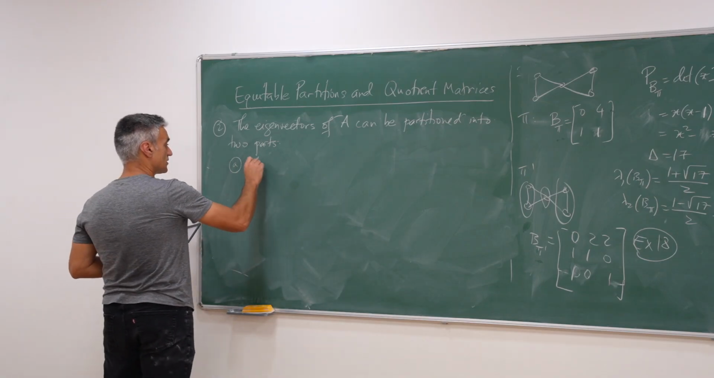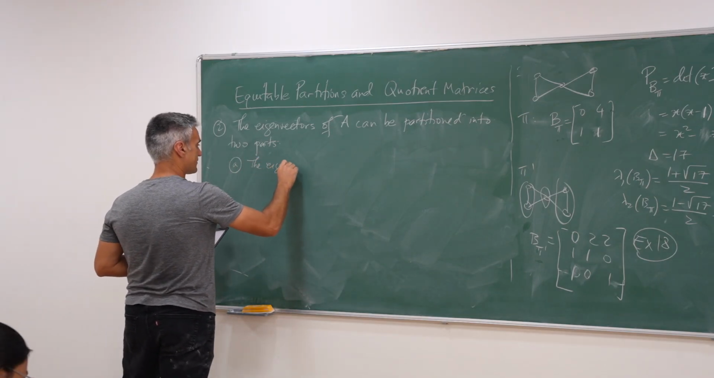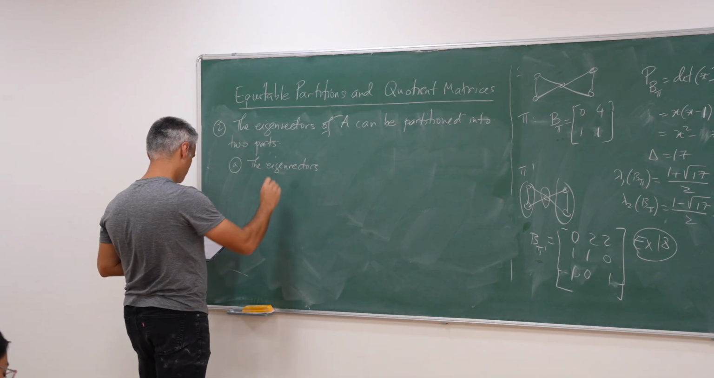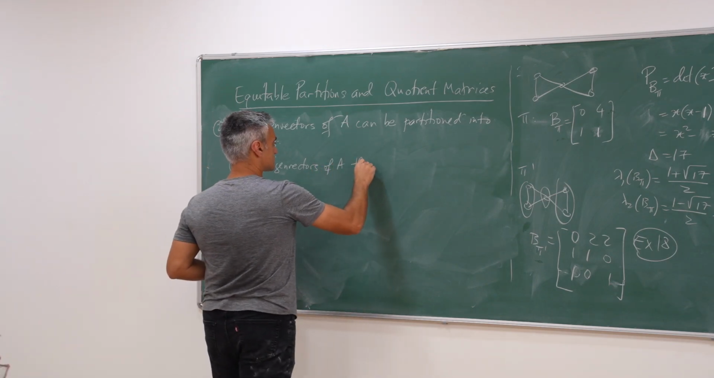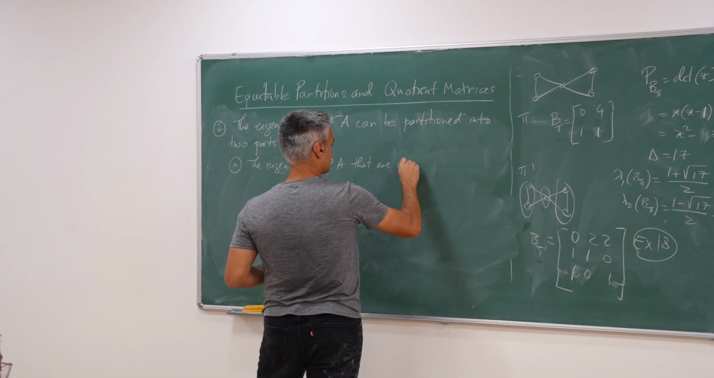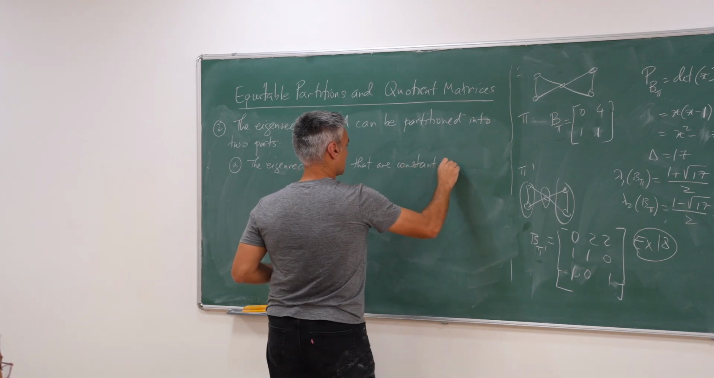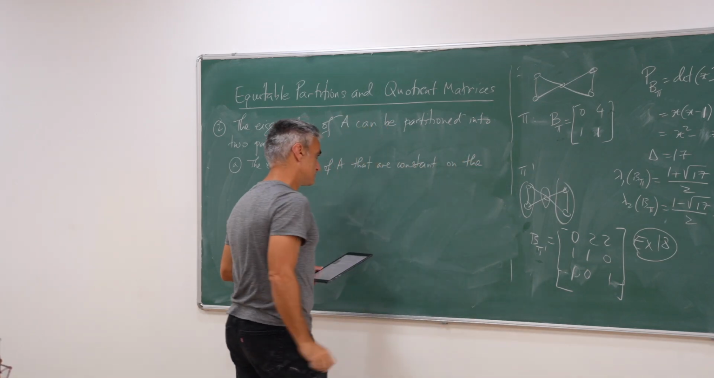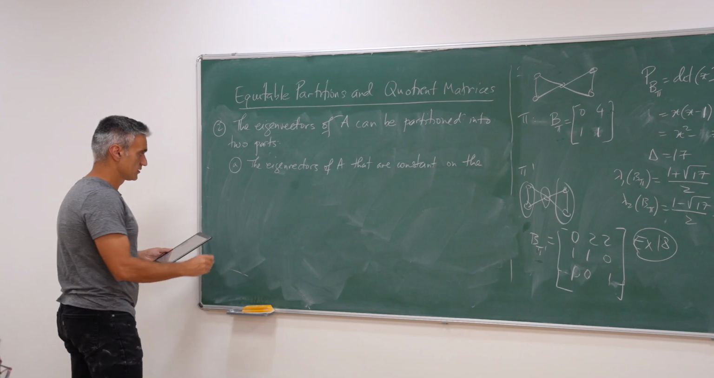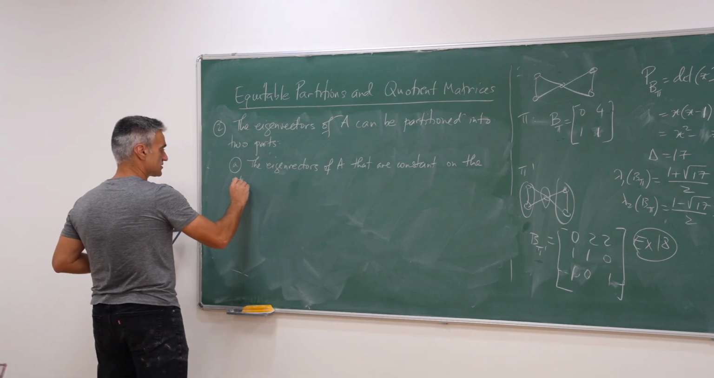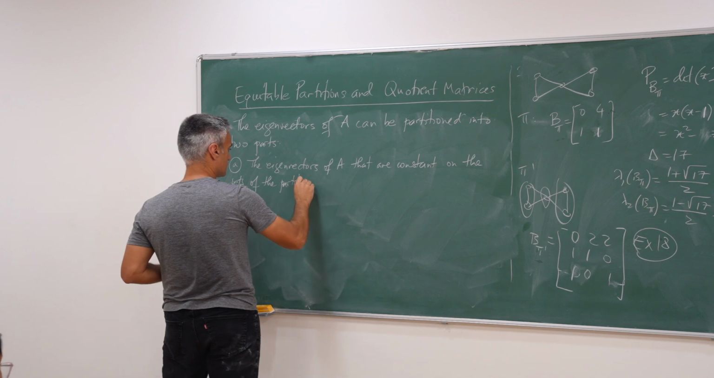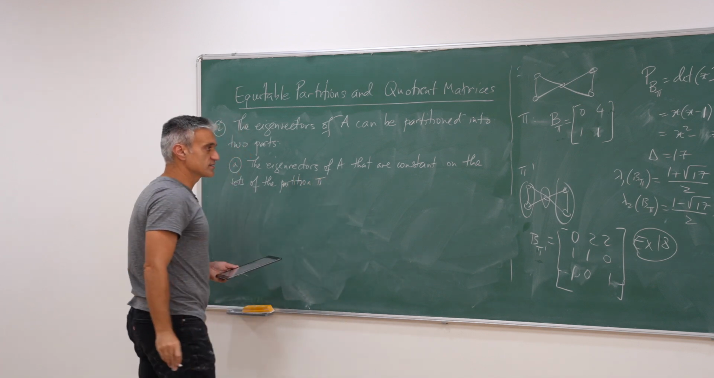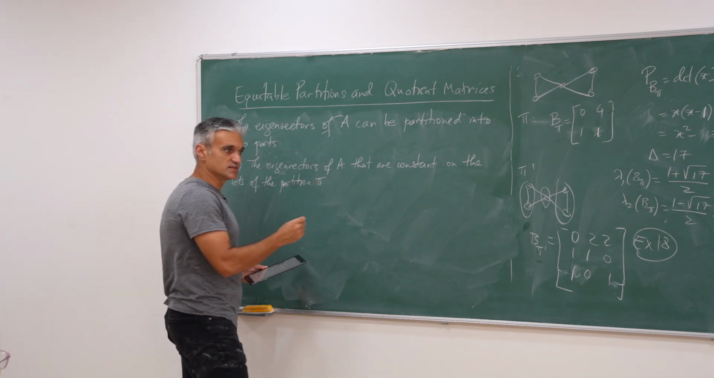Part A, the eigenvectors of A that are constant on the sets of the partition pi. And these ones are exactly these PVs.